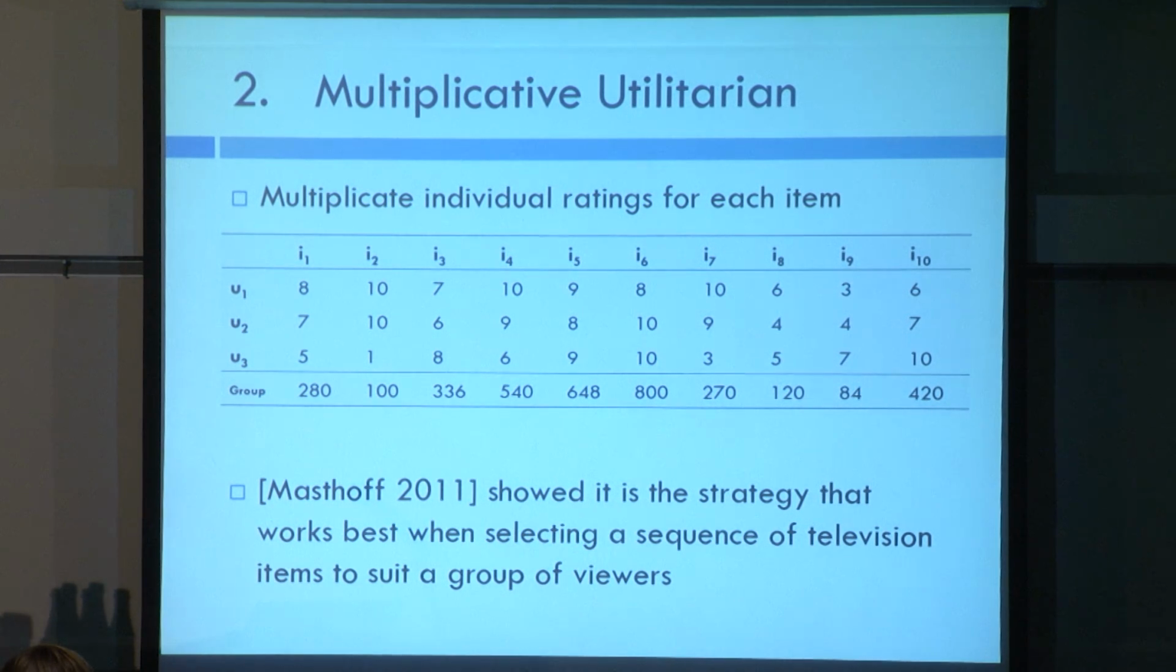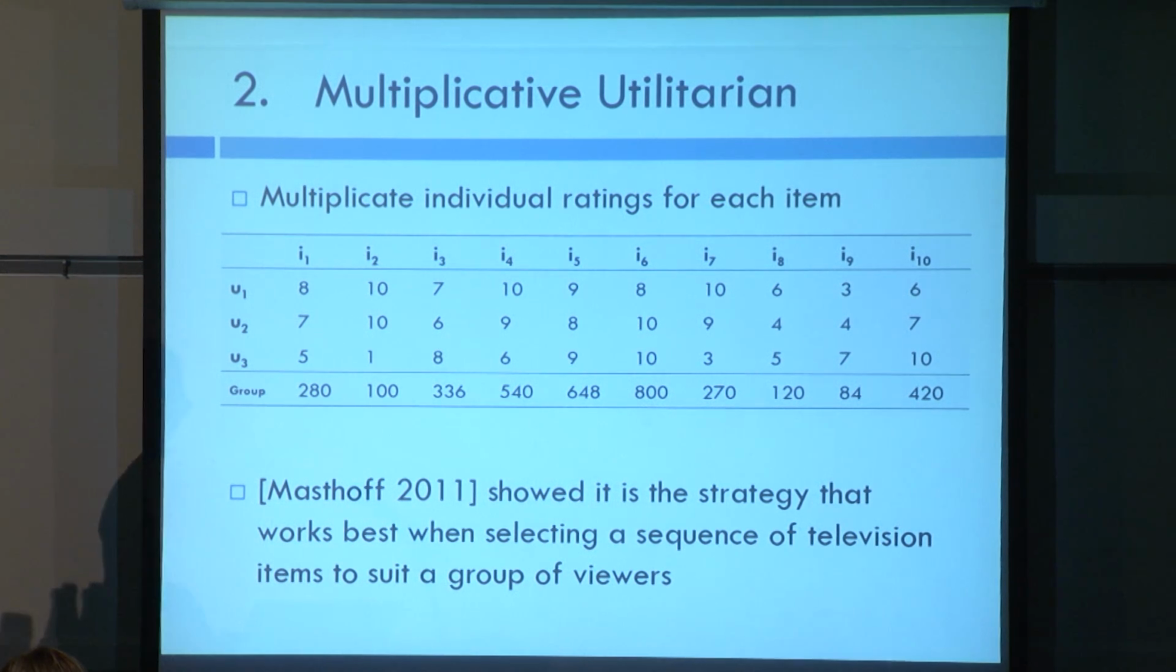The next strategy, which is quite similar to the previous one, and the names are also very similar, is called the multiplicative utilitarian strategy. This strategy, instead of summing the individual ratings, multiplies them. As you can see, the two strategies generate completely different results. Previously, when we summed the individual ratings for items I2 and I3, we obtained a score of 21 for both items, right? While if we multiply them, the group ratings are very different.